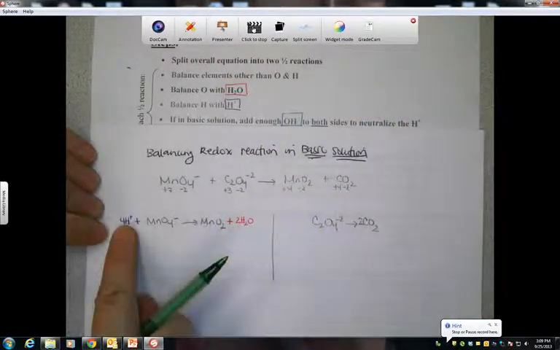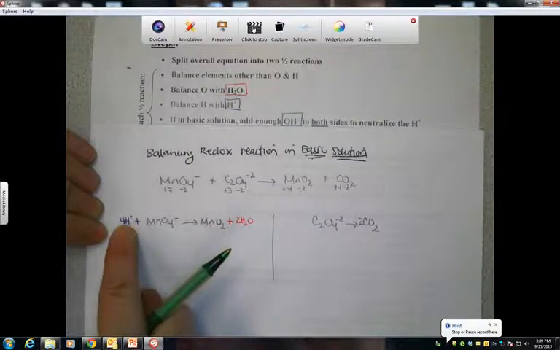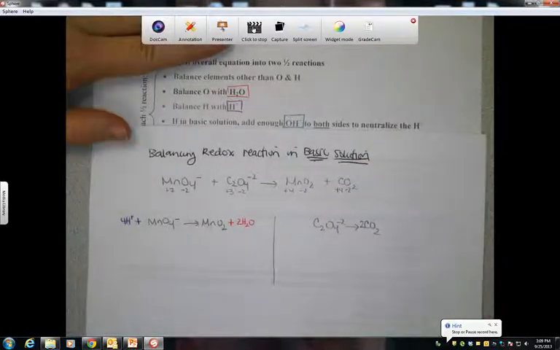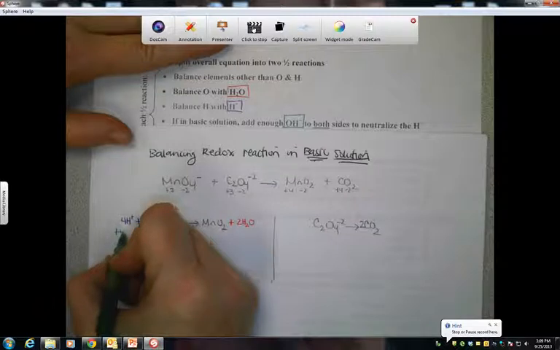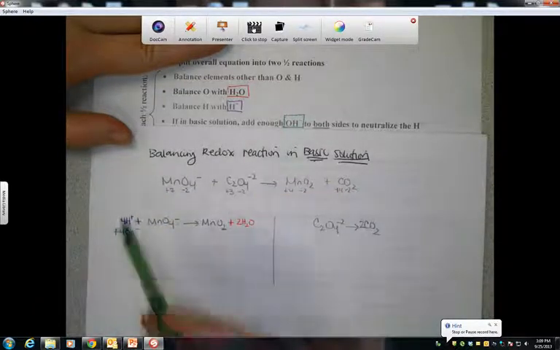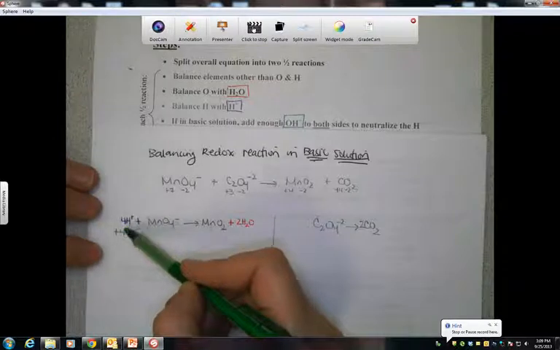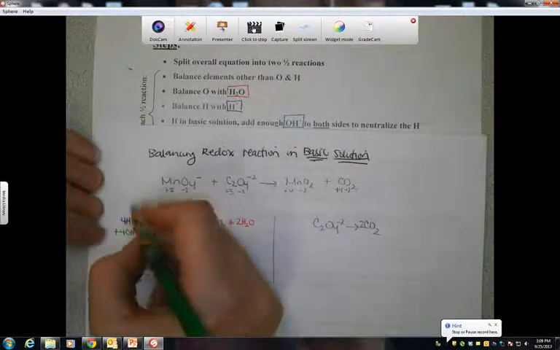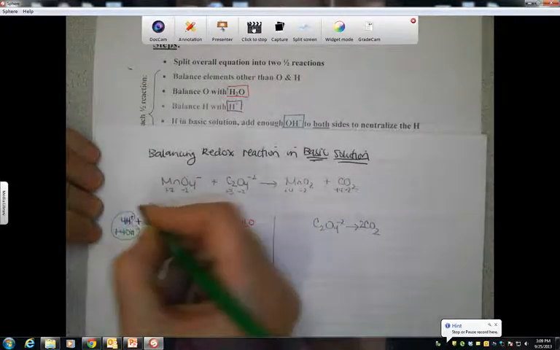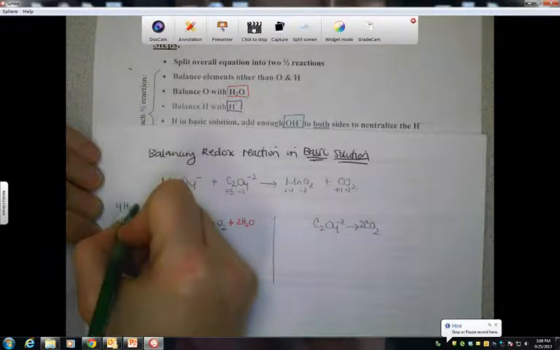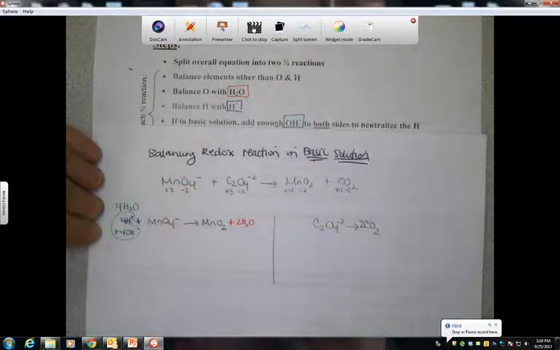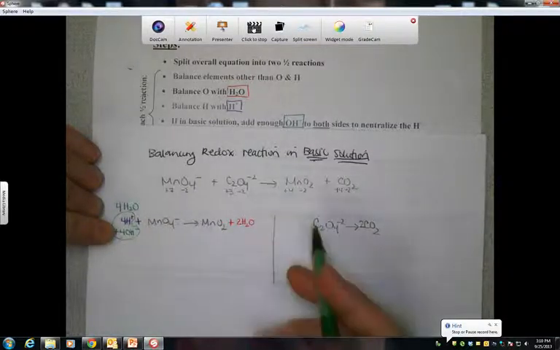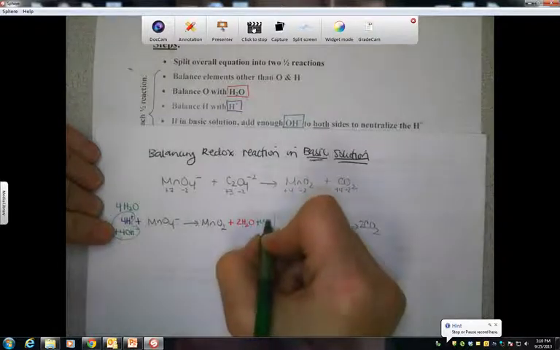So I added 4 hydrogen ions to this side of the reaction. So I want to neutralize that by adding hydroxide. So I need 4 hydroxide ions, and those 4 hydroxides will combine with these 4 hydrogens and produce water. So this really ends up becoming 4 water molecules. And because I added 4 hydroxides to this side of the reaction, I have to add them to this side. So I need to add 4 hydroxide ions to this side.